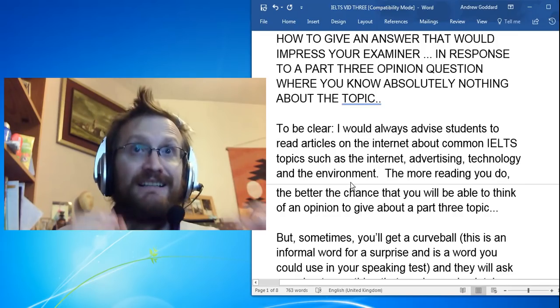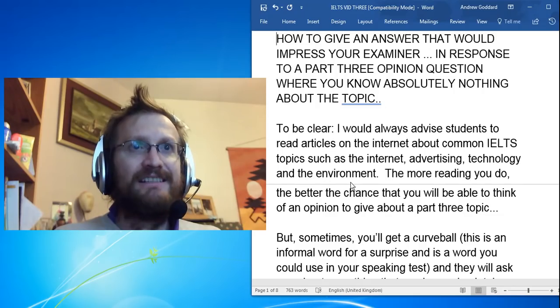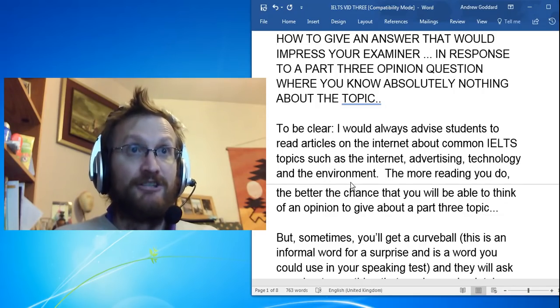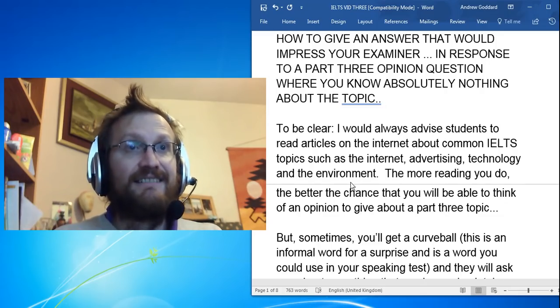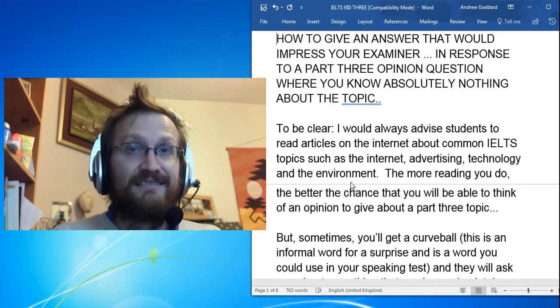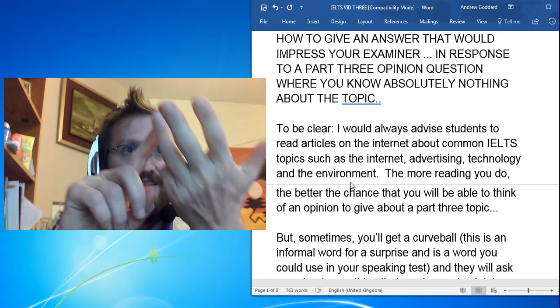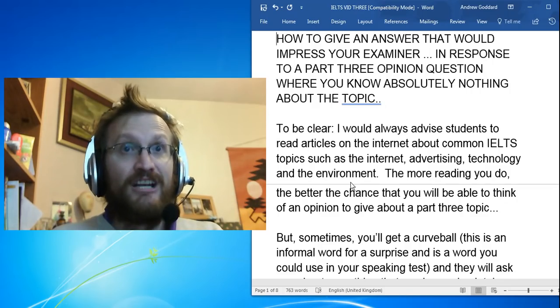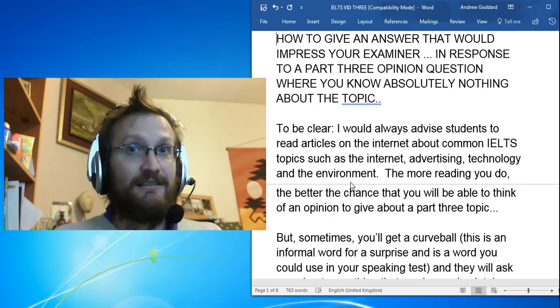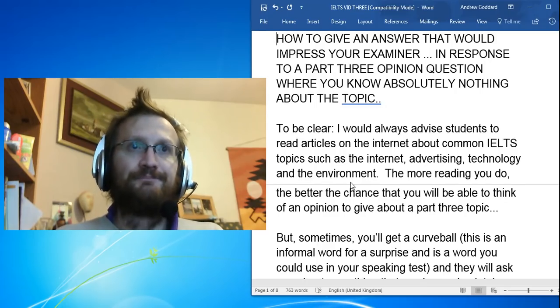So, to be clear, I would always advise students to read articles on the internet as part of their preparation for the IELTS test, to read articles on the internet about common IELTS topics such as the internet, advertising, technology, the environment. The more reading you do, the better the chance that you will be able to think of an opinion to give about a part 3 topic.